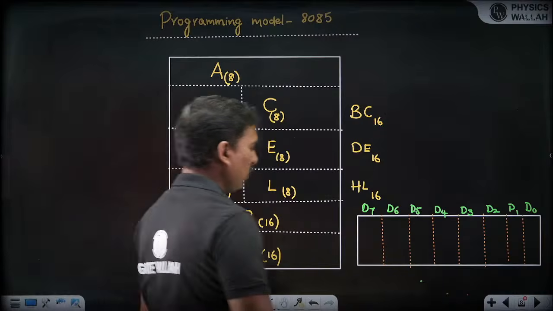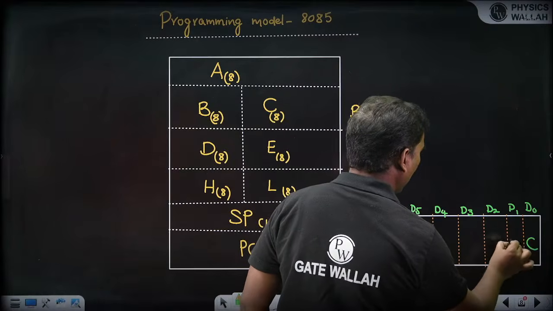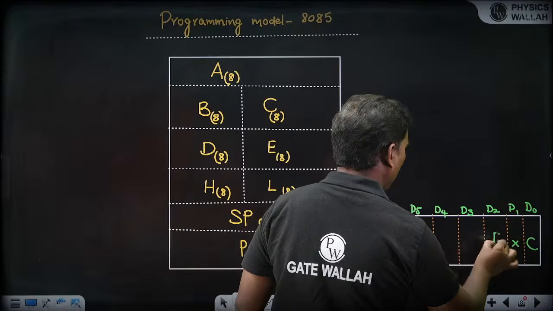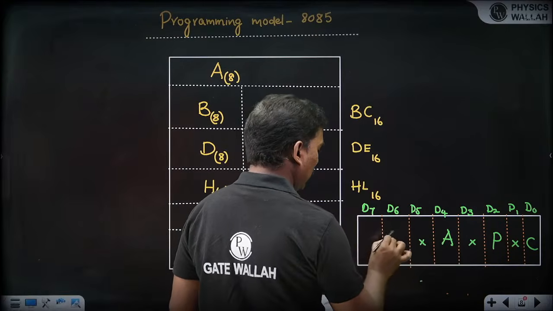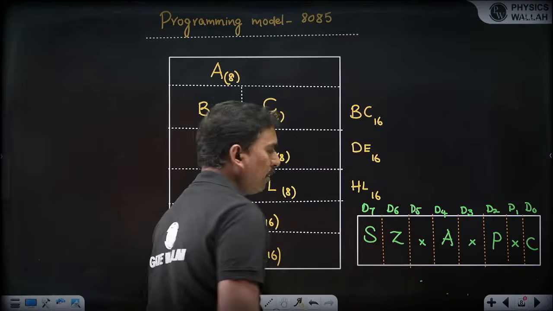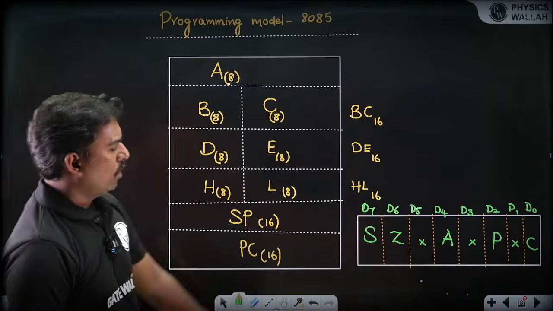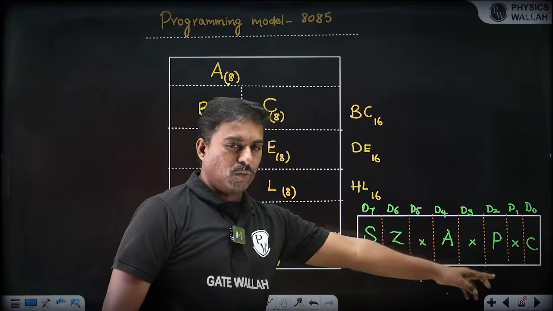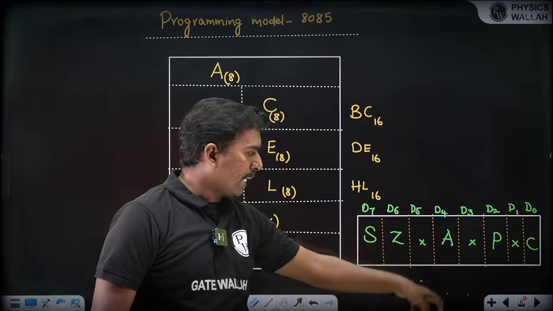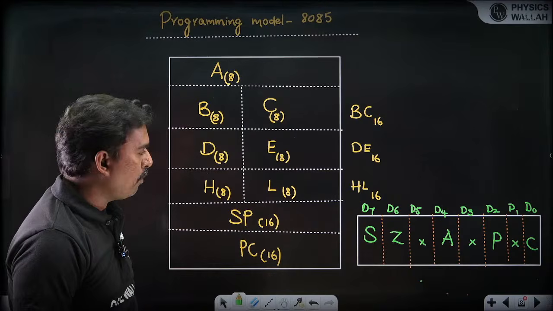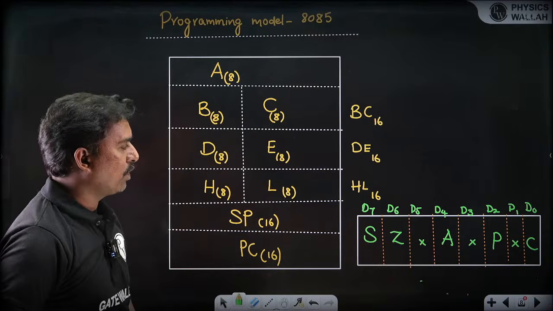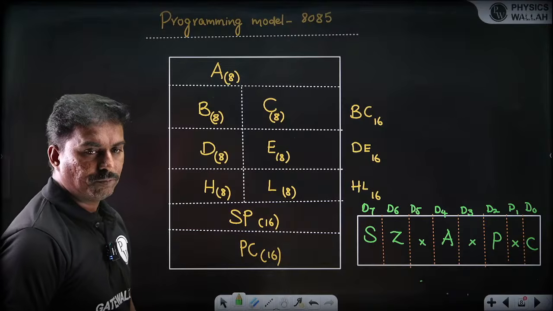So this is the carry flag. This is the parity flag. This is the auxiliary carry flag. This is the zero flag. This is the sign flag. So in total, five flags are there: carry flag, parity flag, auxiliary flag, zero flag, and sign flag. Okay, SZAPC: sign flag, zero flag, auxiliary flag, parity flag, carry flag.